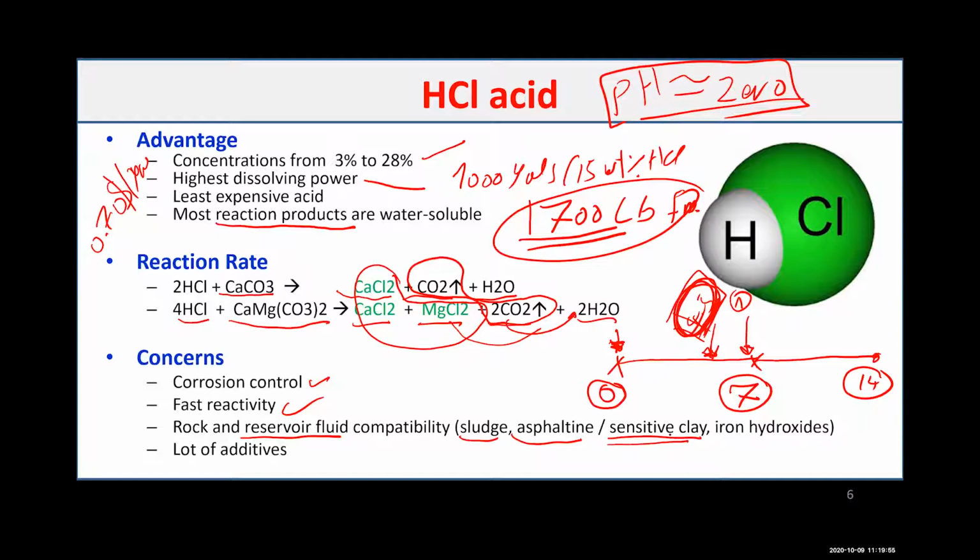And the acid is cheap, but as you can see right now, we need to have a lot of additives with the acid that make the package sometimes a little bit expensive. If you have a clay, if you have a sludge, and if you'd like to have a highly controlled reactivity or controlled reaction rate, we need to have a lot of additives with this acid.